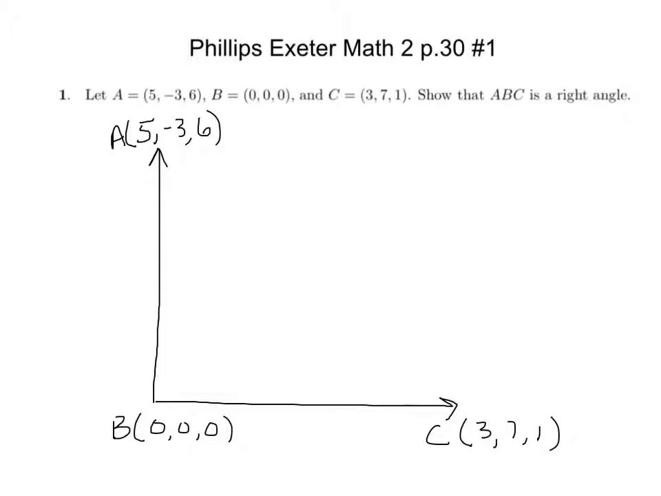So now we have these two vectors going from B to A. So I'm going to write that here, vector BA. And we have to actually find the components of this vector, or what the vector is. So the vector is going from 0 to 5, so our x component is 5. It's going from 0 to -3, so it has a y component of -3. And it's going from 0 to 6, so we have a z component of 6.